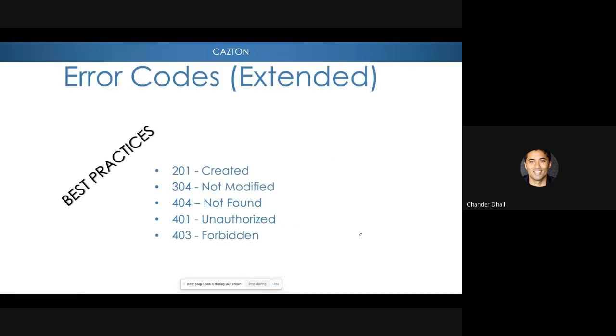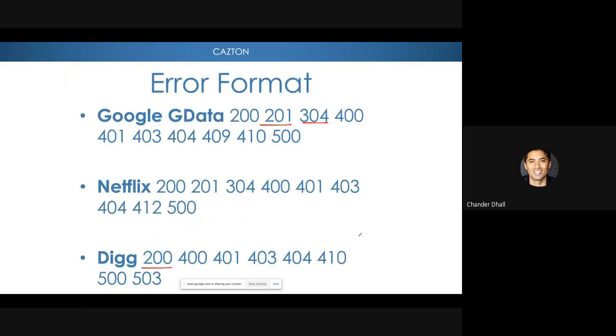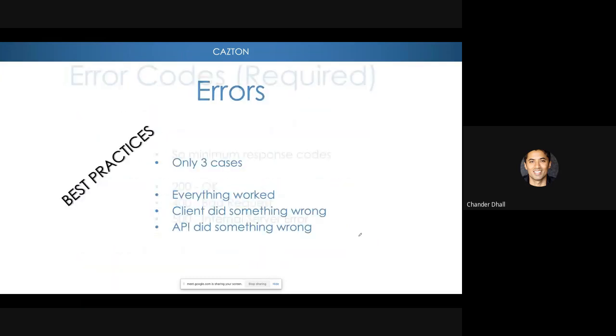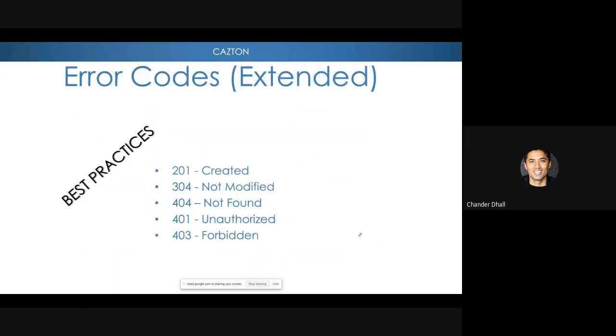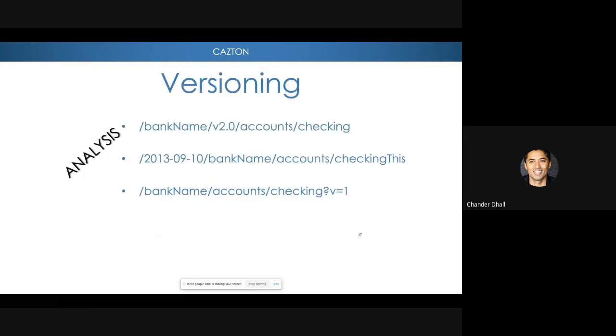We've got 3 minutes. At the minimum, I recommend doing at least what Google does, which is this. But if you don't want to do that and you want to have a really quick API done, at least these 5 have to be done, outside of 200 and 500.